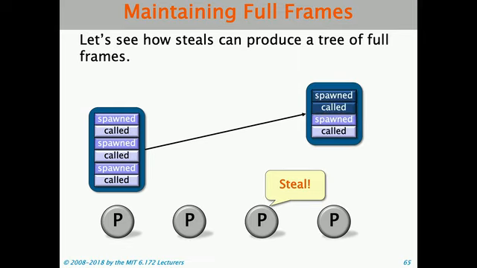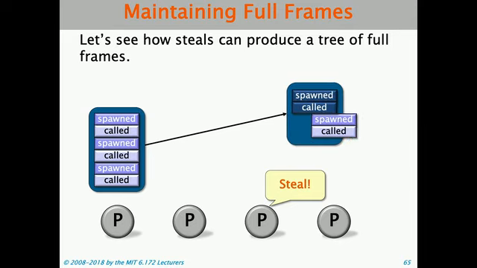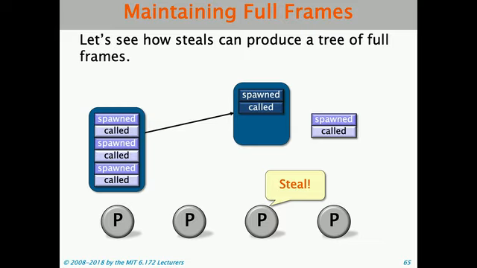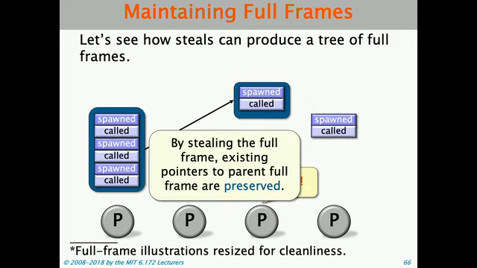So this worker might randomly select the last worker on the right, steal computation from the top of its deck, and it's going to steal the full frame, along with the deck frames. And because it stole the full frame, all pointers to that full frame from any child subcomputations are still valid. The child subcomputation on the left still points to the correct full frame. The full frame that was stolen has the parent context of that child, and so we need to make sure that pointer is still good.